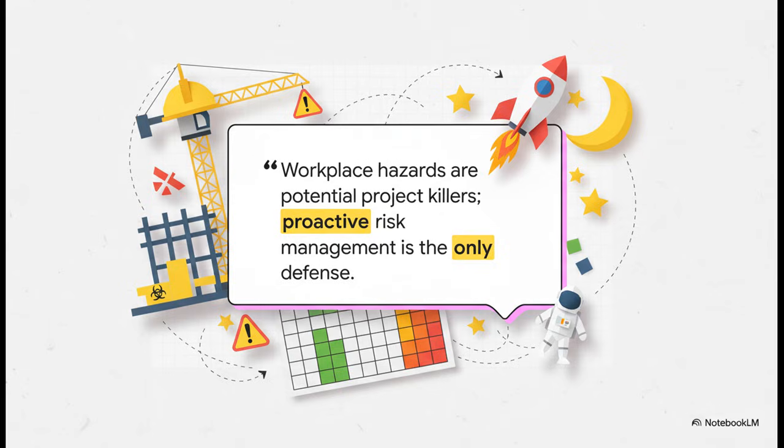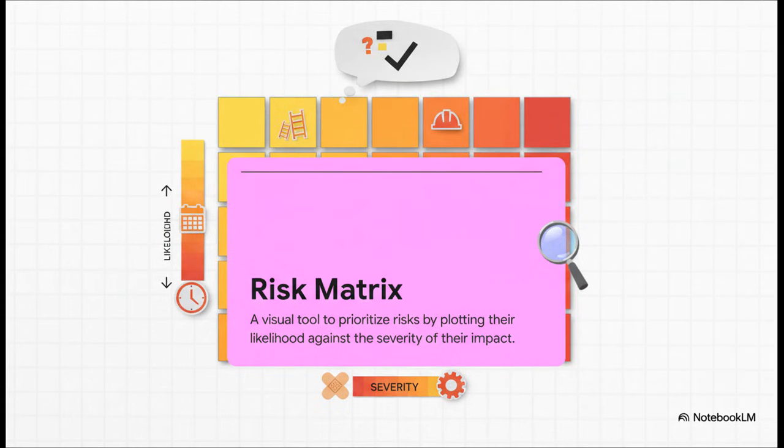I mean, think about it. If NASA trusted this method to put people on the moon, we can definitely trust it to keep our teams safe on the ground. And that amazing tool is the risk matrix.